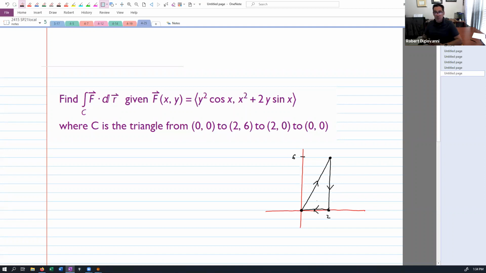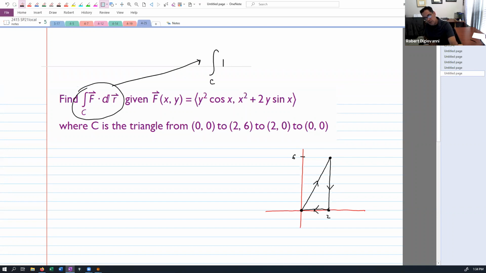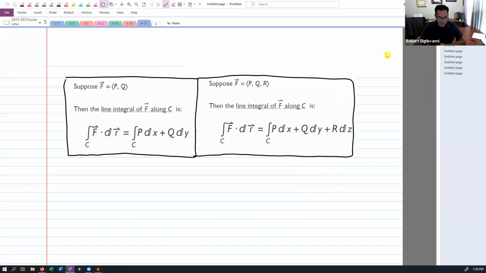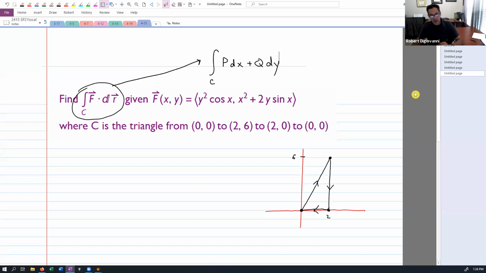So C is closed, right? C is closed. I also want to realize that this work integral really means the line integral over C of P dx plus Q dy. And that was that note that I showed you earlier, that if we have a vector field PQ, then this is equal to this. All right, so I'm using that right now. And here for us, here's P, and here's Q.